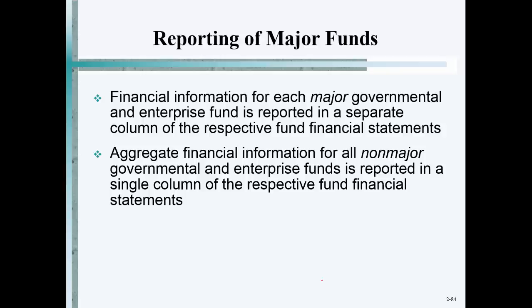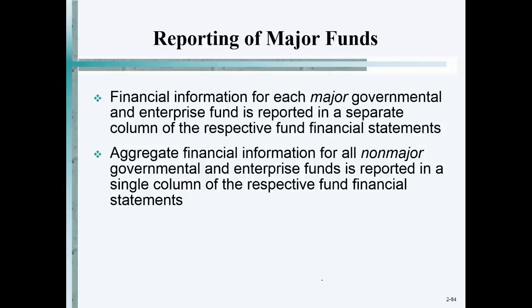So what GASB says is the funds that you have to report on the face of the financial statement are those that are the major funds. And these major funds, the big funds, are the ones you report on the face. The ones that are non-major, you'll roll all of them up and you report them in what? One column. Okay?